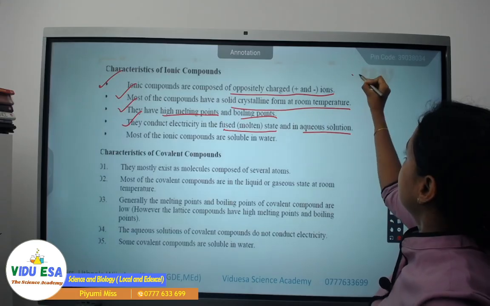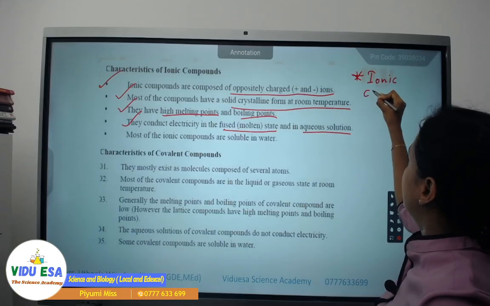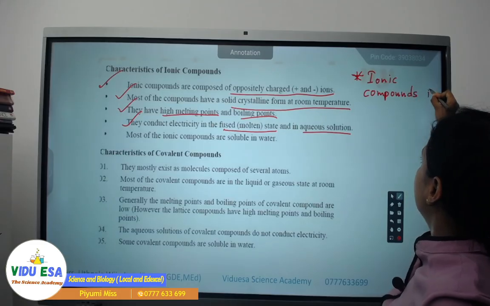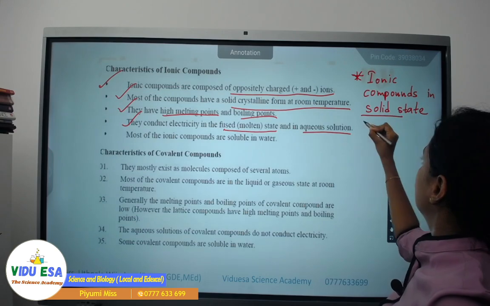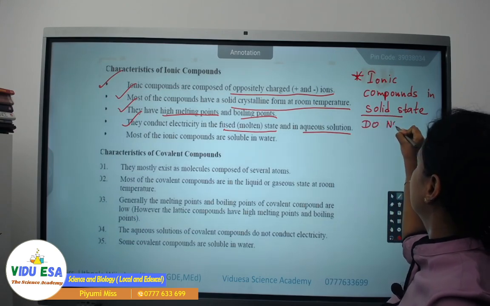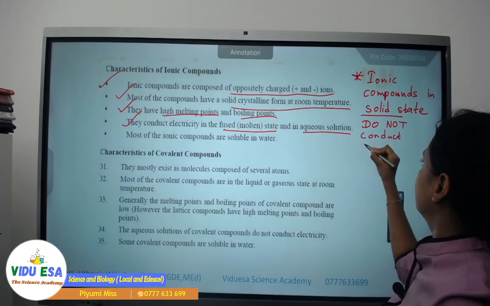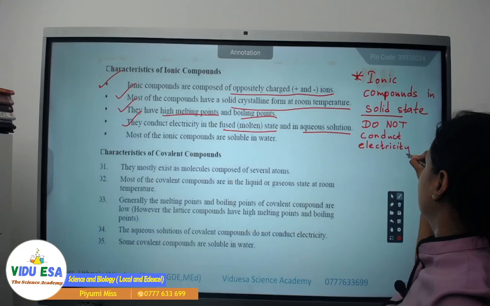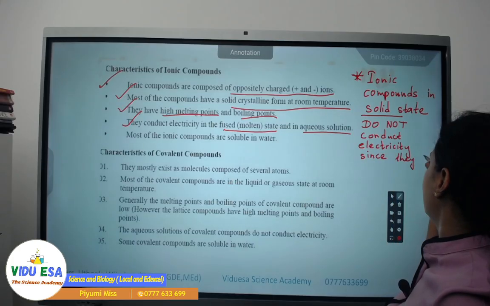Ionic compounds in solid state do not conduct electricity since they don't have mobile ions.